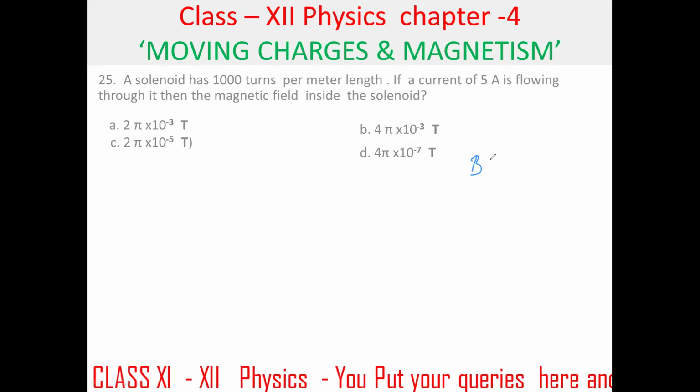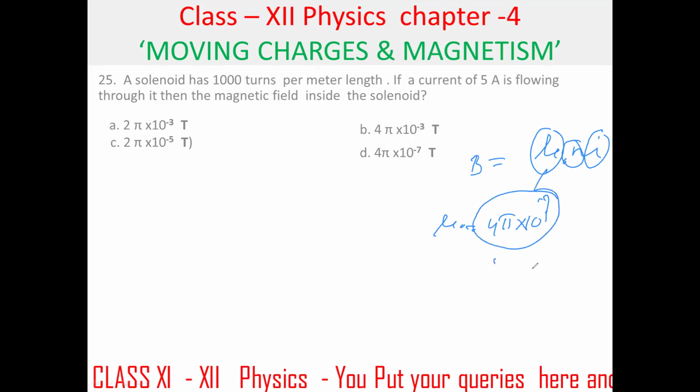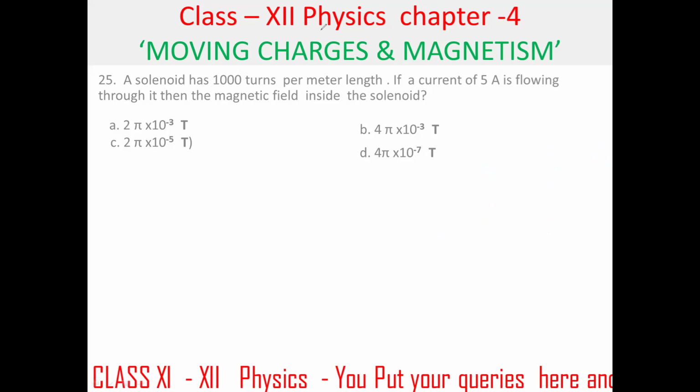The magnetic field inside a solenoid is equal to mu 0 n I. n is the number of turns per unit length, and I is the current. Mu 0 is a constant, with value 4 pi into 10 to the power minus 7. So use this value for mu 0, and for n use 1000 because this is the number of turns per unit length, and the current I is given as 5. If we put all these values here, we get 2 pi into 10 to the power minus 3 Tesla. So this is the answer. Hope it is very clear. No complication in this anywhere.